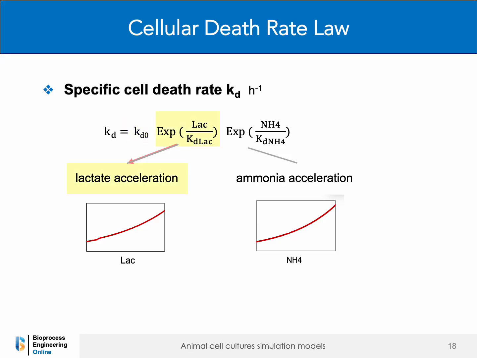The first factor describes the effect of lactate. It increases exponentially with the lactate concentration and is expressed as exponential, LAC divided by KD-LAC. The second factor describes the effect of ammonia. It also increases exponentially with the ammonia concentration and is expressed as exponential, NH4 divided by KD-NH4. By combining these 2 factors, the model captures how the accumulation of lactate and ammonia progressively accelerates cell death during the culture.